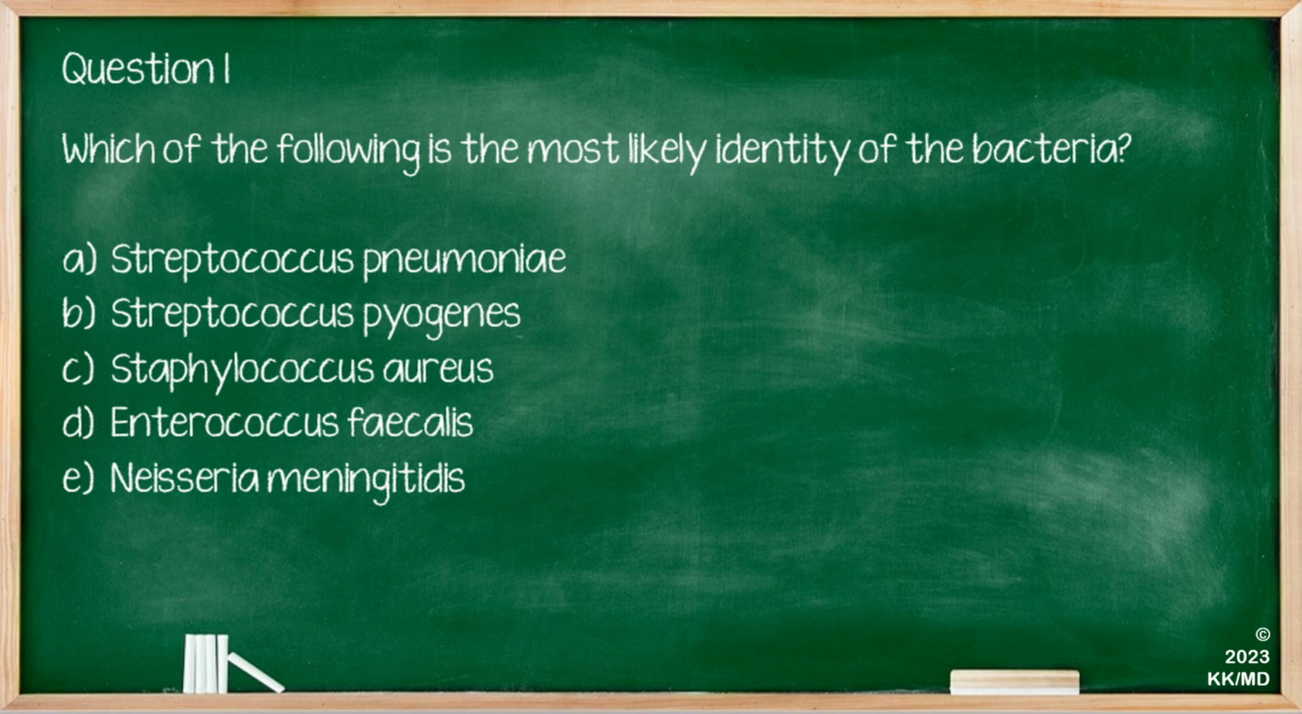Now, the question talks about Lancefield grouping, so we know immediately it must be a Streptococcus species. And you may remember from a previous slide that Streptococcus pyogenes is the bacteria which causes strep throat and is also classed as Lancefield group A. And therefore this is the correct answer.